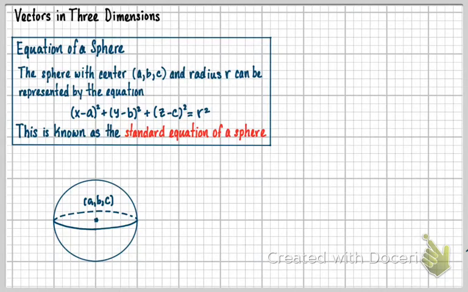Equation of a sphere. The sphere with center (a, b, c) and radius r can be represented by the equation (x - a)² + (y - b)² + (z - c)² = r². This is known as the standard equation of a sphere. The center being (a, b, c) means that when I go out to the surface, that's what my r is going to be. That happens all the way around, towards me, away from me. Any point on the surface is going to have the same value, r.